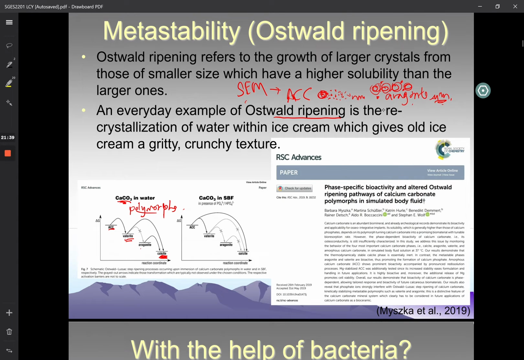So in this y-axis you have free energy, and on this x-axis you have the reaction coordinates. As the reaction goes on, you have this transformation of the reactant to different products. So a higher energy reactant will eventually transform to much lower energy minerals.